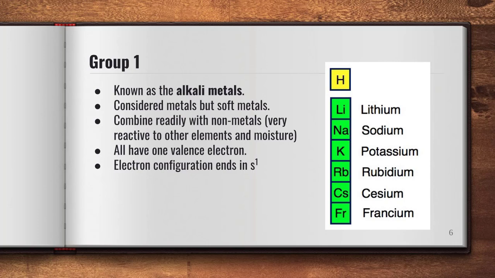The reason for that is that they have one valence electron. Because they have one valence electron, they want to get rid of it so that they have a stable number of 8. So they readily bond with lots of different materials, and in many instances when they do bond, it's a very violent chemical reaction. Everything in that first group has just one valence electron, and one of the big reasons for that is that their electron configurations end in s1.